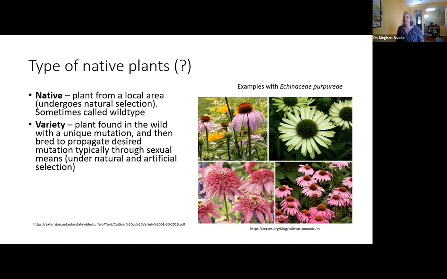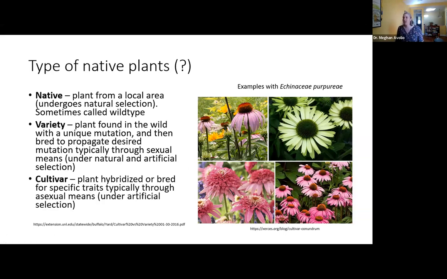And typically varieties are propagated through sexual means. And so these plants have undergone natural selection, right? They're locally adapted, but they have this extra special interesting trait we're interested in. But they've also undergone artificial selection because now we're actively breeding them because they have this desirable and interesting trait. And finally, there's cultivars. These are plants that are typically hybridized or bred for specific traits, typically through asexual means.